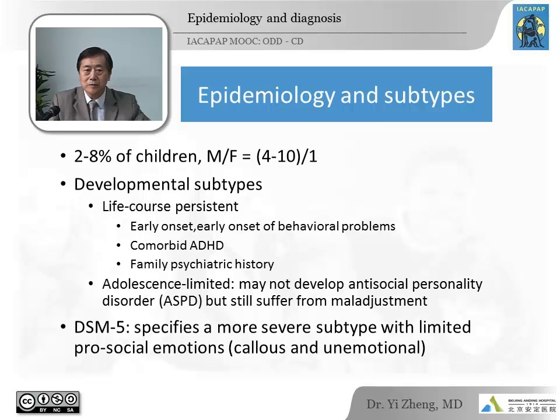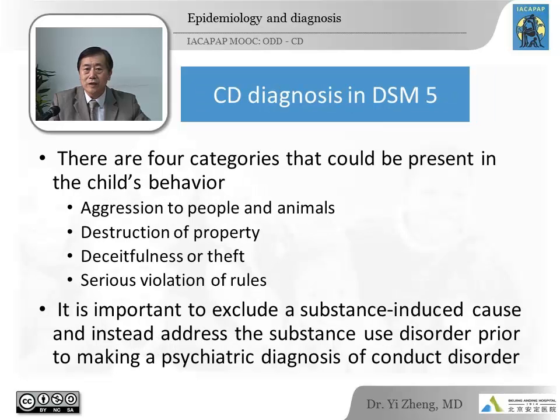Two developmental subtypes have been identified. The life-course persistent type is characterized by early onset of behavioral problems. Affected children often have comorbid ADHD and a family history of psychiatric disorders. The other subtype is adolescent-limited. Affected children may not develop antisocial personality disorder, but can still suffer from social maladjustment. CD is also a clinical diagnosis.